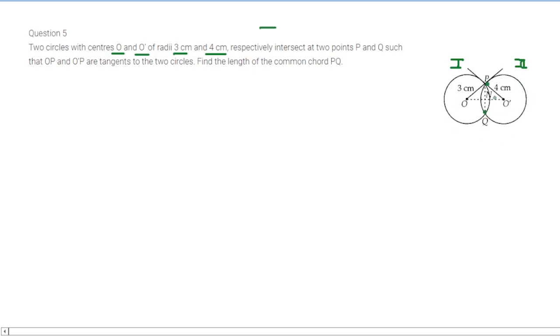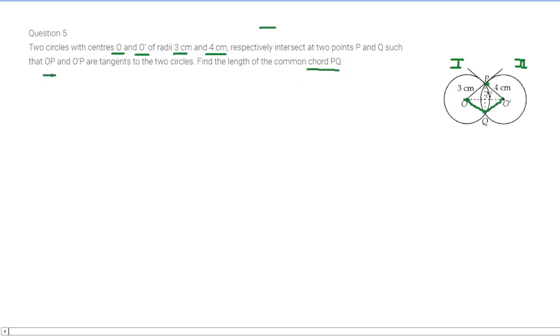P and Q are the points of intersection such that OP is the tangent to circle 2 and O dash P is the tangent to circle 1. We have to find the length of the common chord PQ. Now let's join the points OQ and O dash Q.